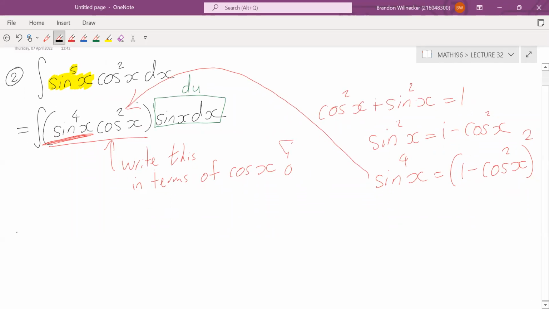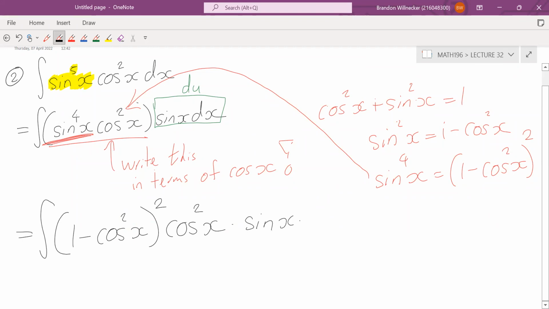So let's do that. So this is going to be the integral of sine to the power 4, we need to write in terms of cos, so we do that: 1 minus cos squared x, all of that squared. Then we have another cos squared x. And finally, we have sine x dx. Okay, and I'm going to leave that in green because we want that to be our du. Okay, good. So we've written everything in terms of cos, and we've got this term on the side, which we want to be du. So now we can make our u substitution.